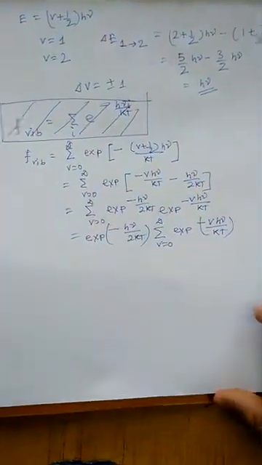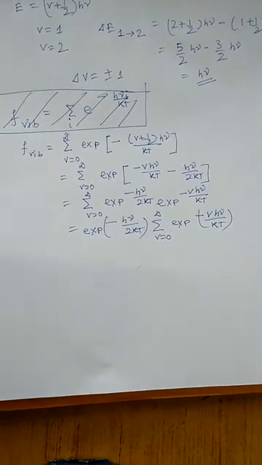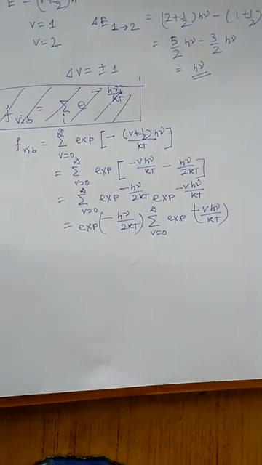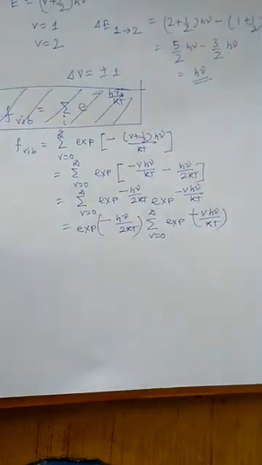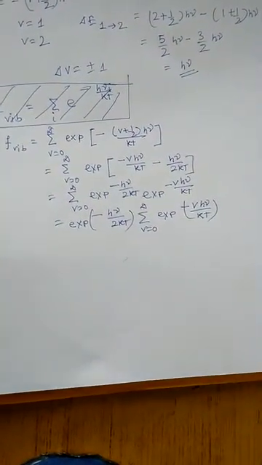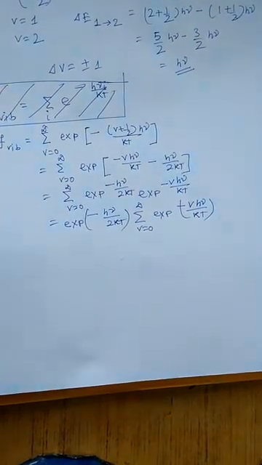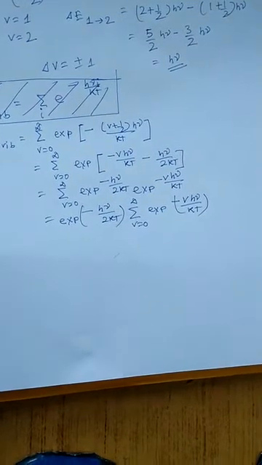Now I can do one thing. In the case of a simple harmonic oscillator, the spacing between neighboring energy levels, which are equally spaced as we have already discussed, is h nu. This spacing h nu is very large compared to the translational or rotational energy, and h nu is very large in comparison to kT.